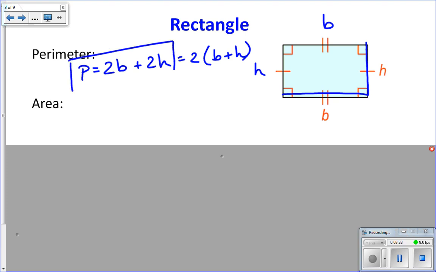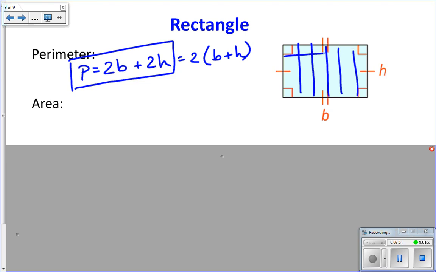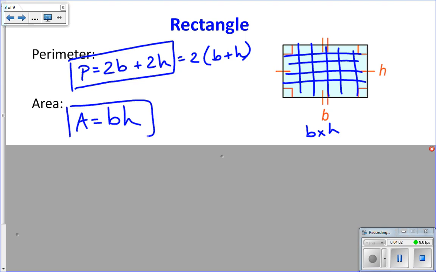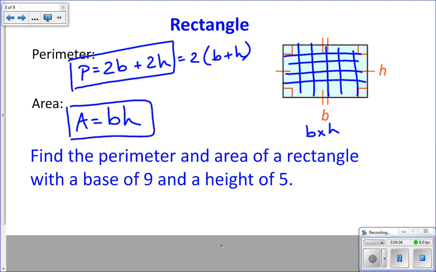I tend to use this one because it makes more sense to me from the picture, but you can use either one. The area goes along with the idea we talked about before about how many unit squares will fit inside of the shape. Okay, this way there will be B groups of H unit squares. So it'll always be B times H. So the area will be base times height.